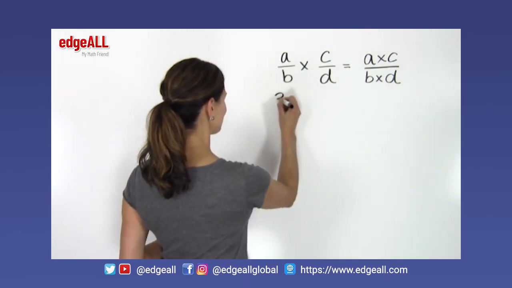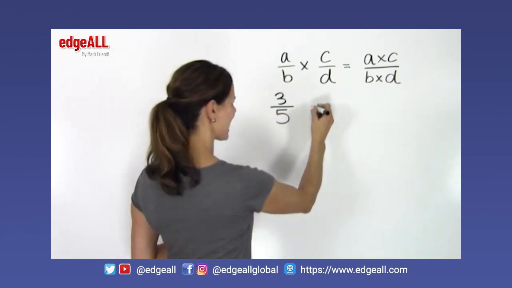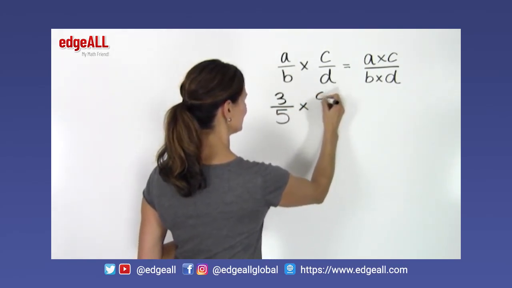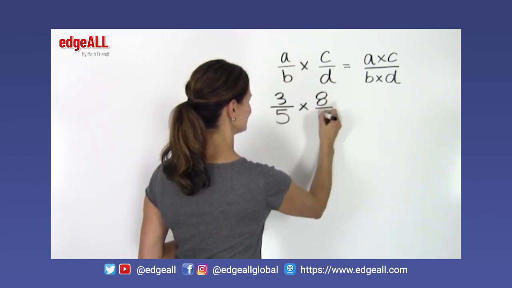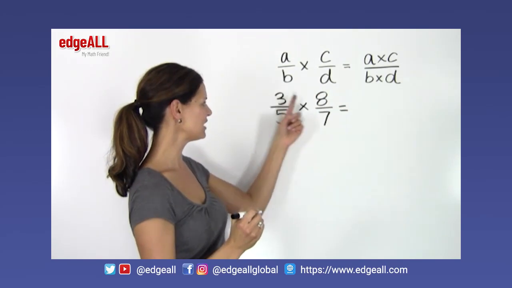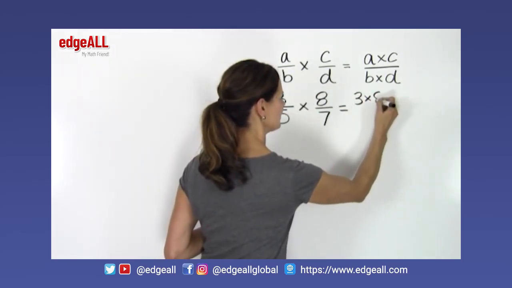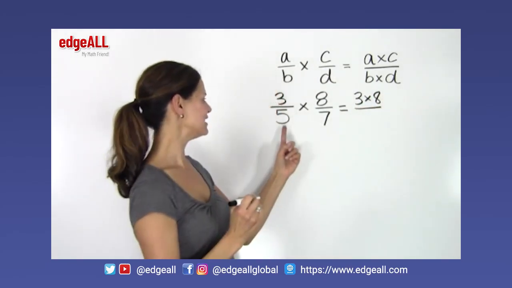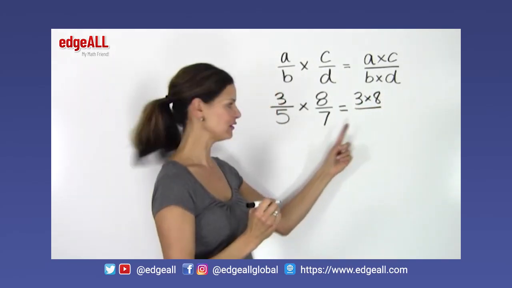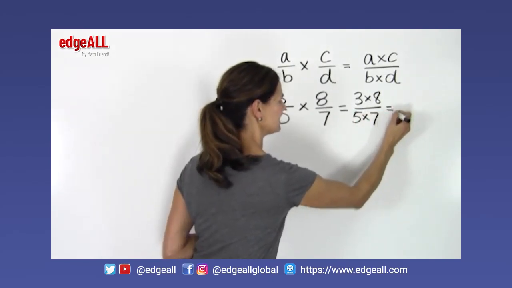So I'm going to have the example of multiply 3/5 times 8/7. So all I need to do is multiply numerator times numerator on top, 3 times 8, and denominator times denominator for the bottom, 5 times 7.